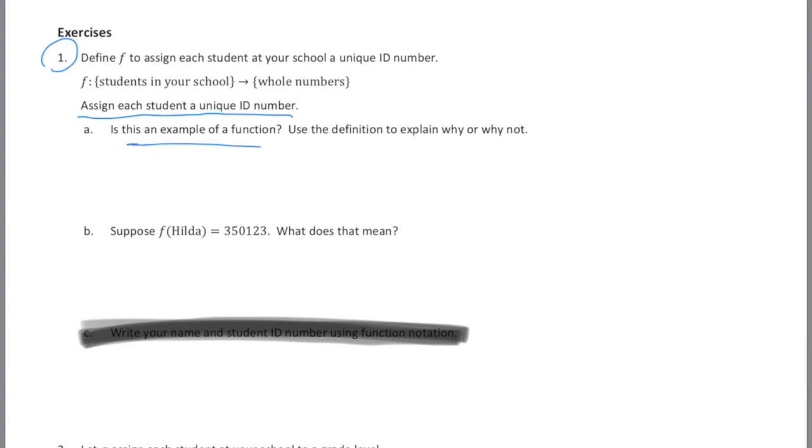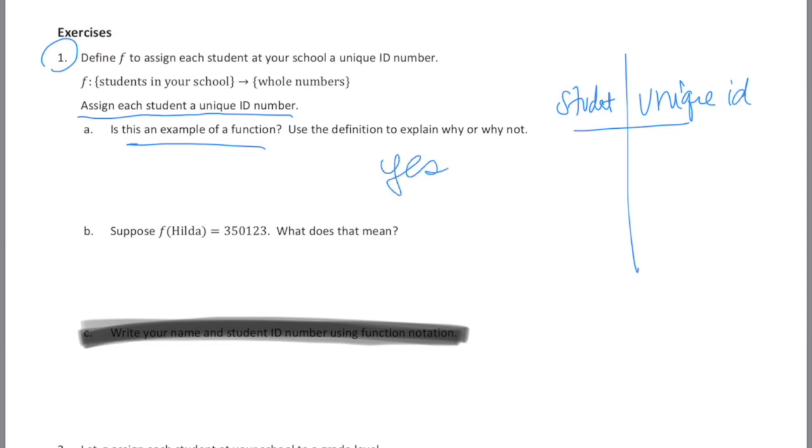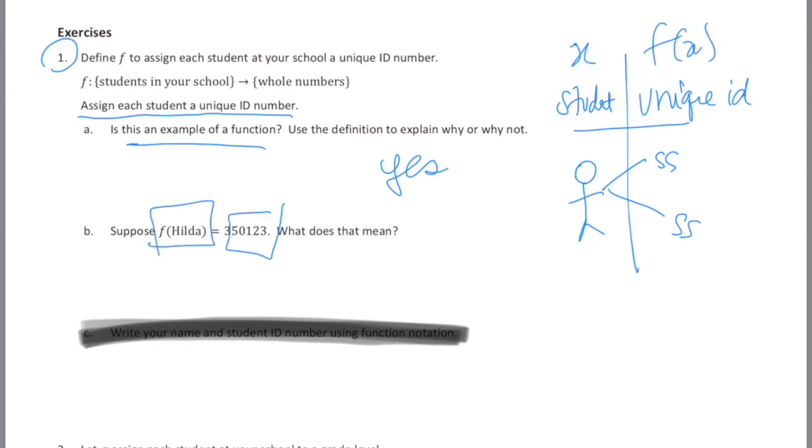A student, a unique ID number, is this an example of a function? And the answer to that, of course, if you have a student and have a unique ID that corresponds with your student, yes, that would be a function, because we can't have a student with two different IDs. That's not going to happen. What if we have, suppose, f of Hilda? What does that mean? It means that 350123 is Hilda's ID, and only Hilda's ID.